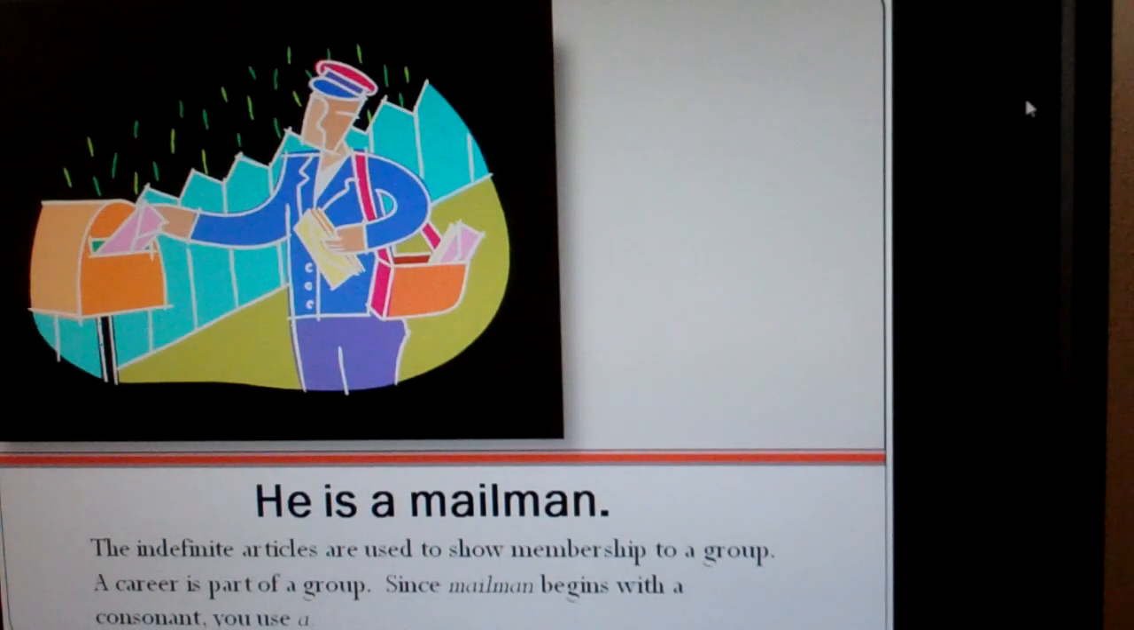He is a mailman. The indefinite articles are used to show membership to a group. A career is a part of a group. Since mailman begins with a consonant, you use a.